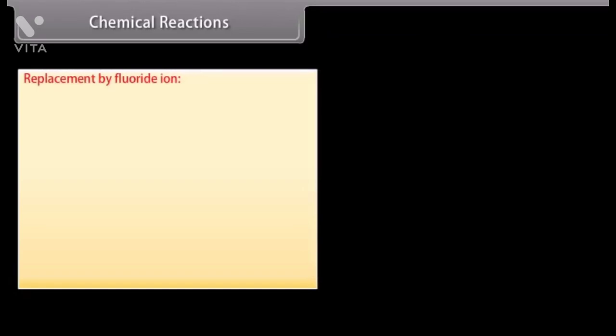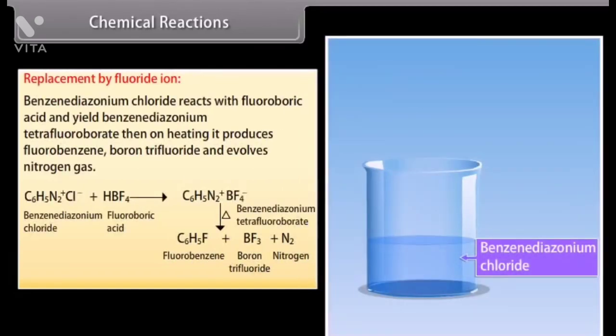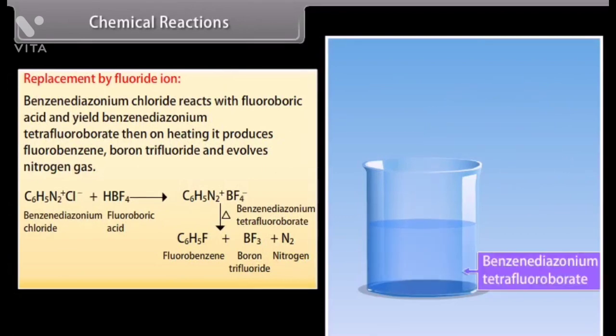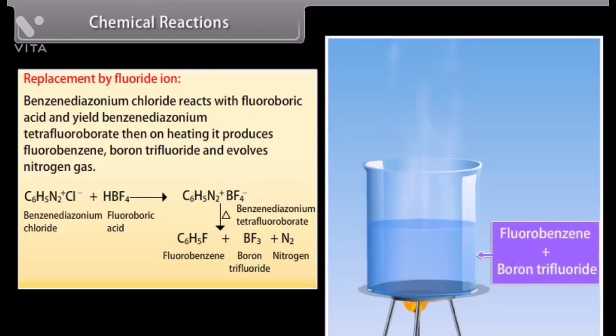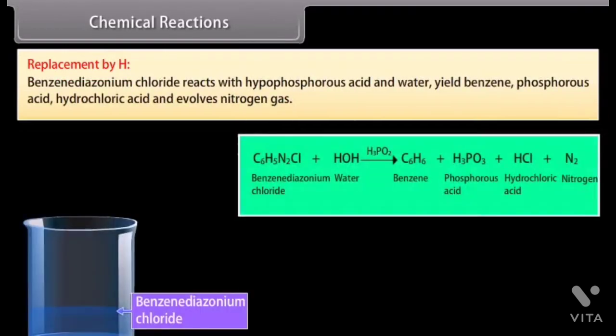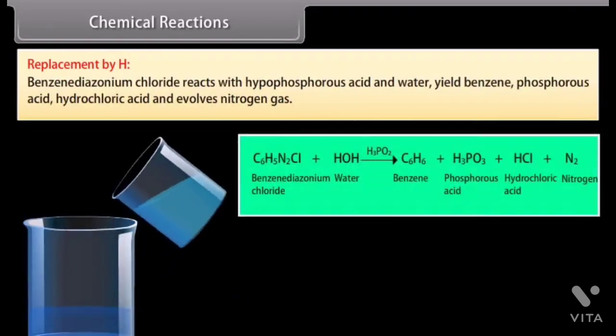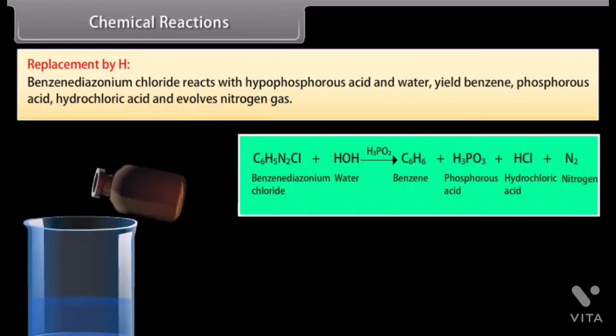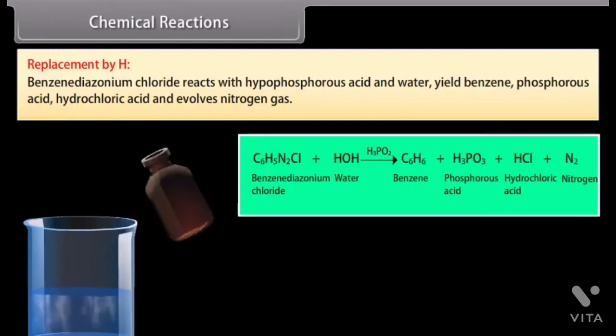Replacement by fluoride ion. Benzene diazonium chloride reacts with fluoroboric acid and yields benzene diazonium tetrafluoroborate, then on heating it produces fluorobenzene, boron trifluoride and evolves nitrogen gas. Replacement by H. Benzene diazonium chloride reacts with hypophosphorous acid and water, yielding benzene, phosphorous acid, hydrochloric acid and evolving nitrogen gas.